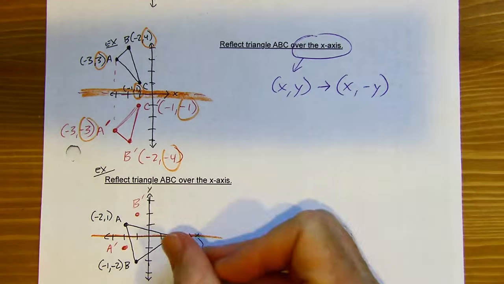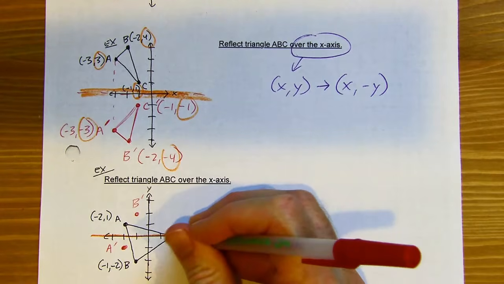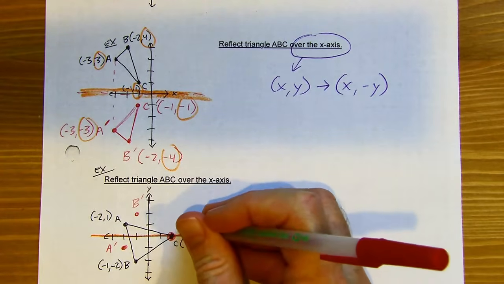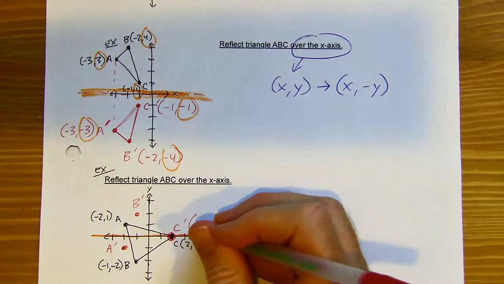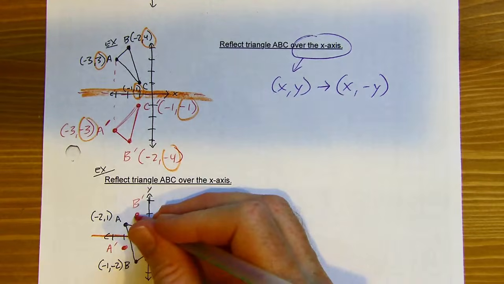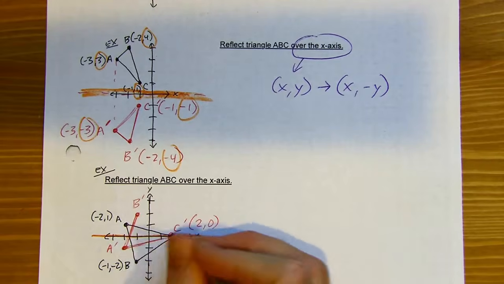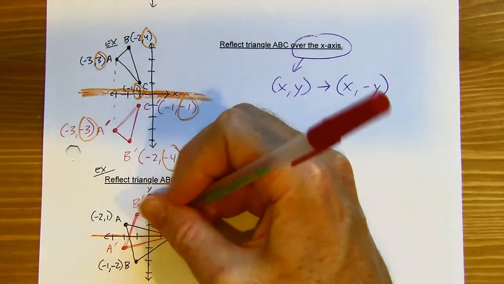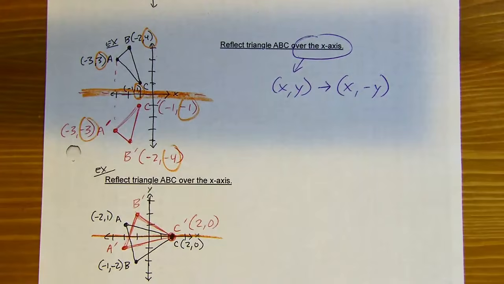Okay, and now this is kind of interesting because C is right on the x-axis, so C prime is going to stay put. It's going to be right on top of my original C. Okay, so that's going to be 2, 0. I'm drawing my triangle. So this can sometimes throw people off because my original triangle and my new triangle overlap with each other. But that's okay.